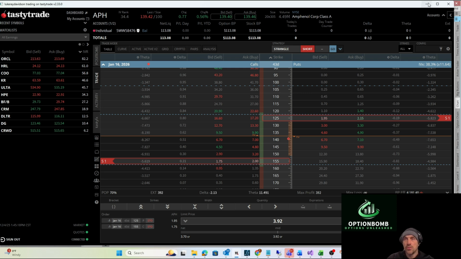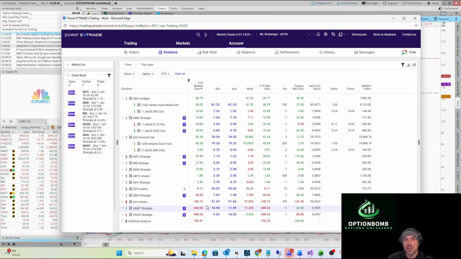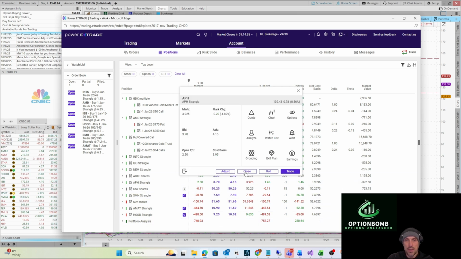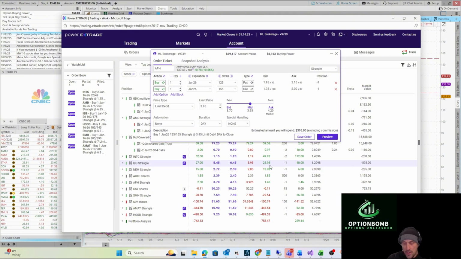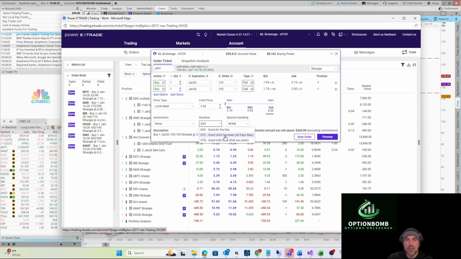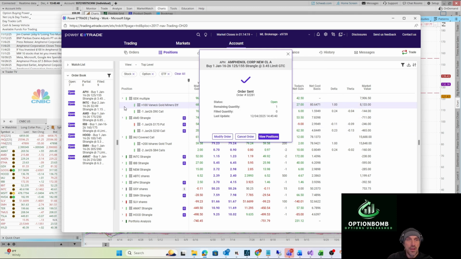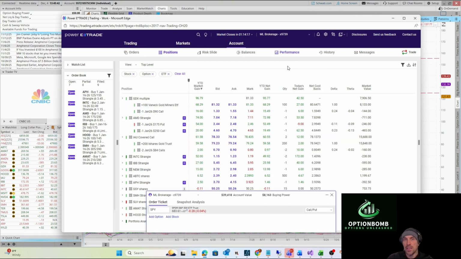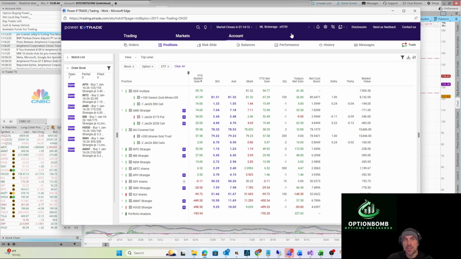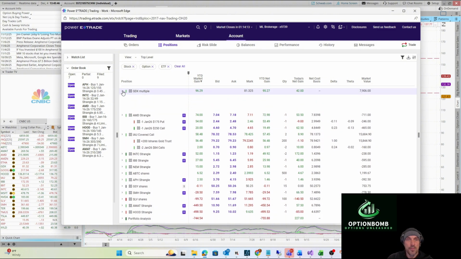Okay, then what I'm going to do is I like to make $50 on every trade. So I'm going to come in here, I'm going to click close, and it was $3.95, so we're going to go 3.45, and we're going to go good until canceled, which will leave this trade out there for 60 days. Preview, send. So now this is just sitting out here waiting, and if at any time it hits that price, it's going to execute and we're going to make our money.